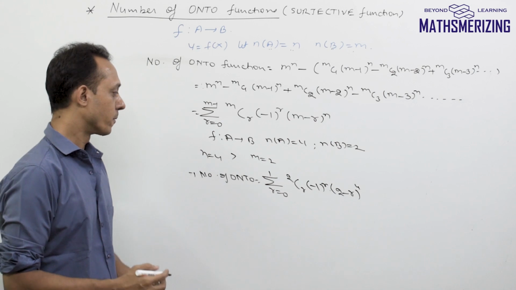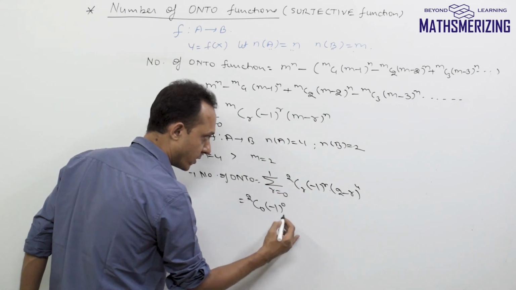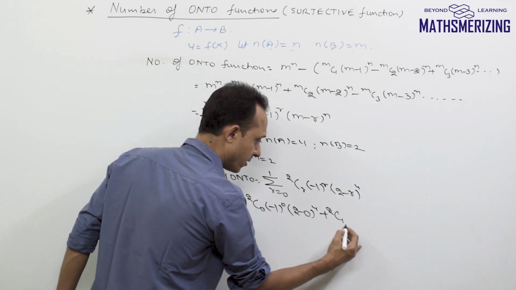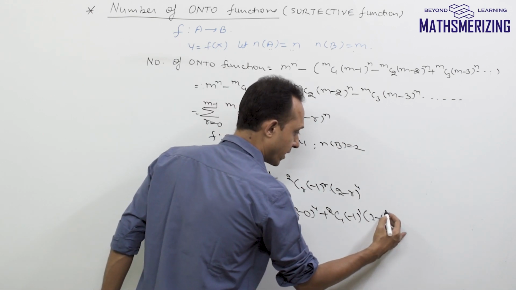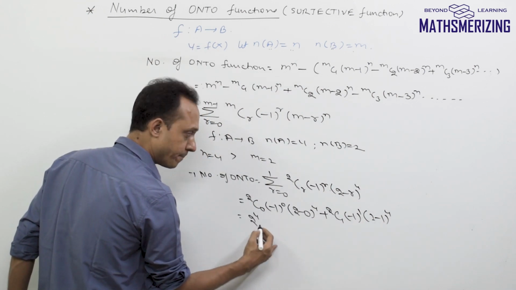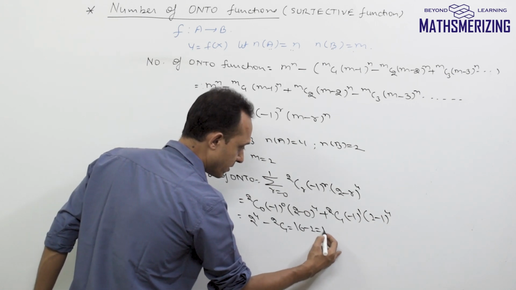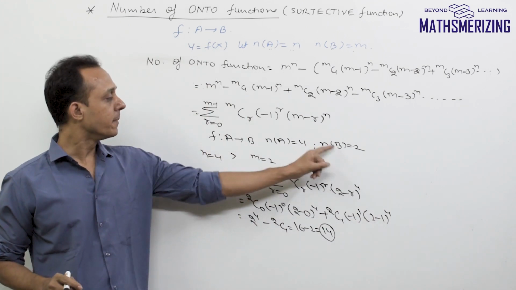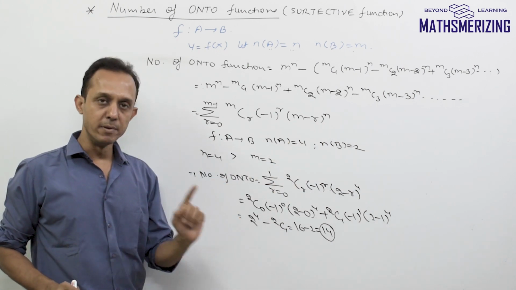And n in this case is 4. Now if I put r as 0, I'll get 2C0 (minus 1) to the power 0, (2 minus 0) to the power 4, and then plus 2C1 (minus 1) to the power 1, and it will be (2 minus 1) to the power 4. So here it will be 2 to the power 4, which is 16, and then it will be minus 2C1. So there will be 16 minus 2, that is 14. So the number of onto functions from set A to set B, when the number of elements in set A is 4 and the number of elements in set B is 2, is simply 14.